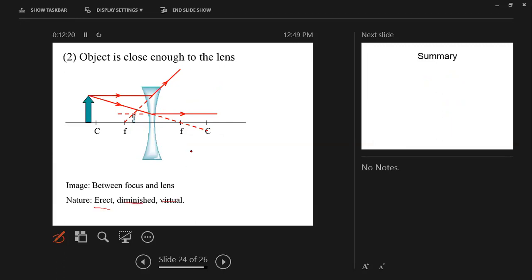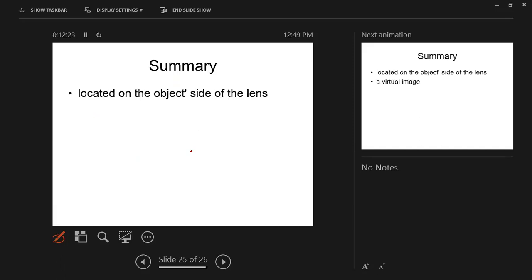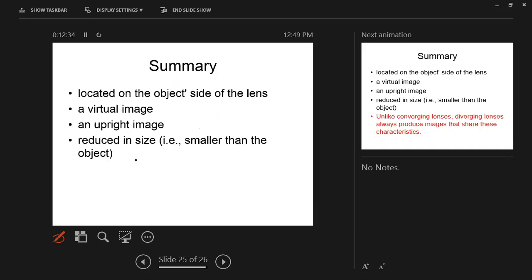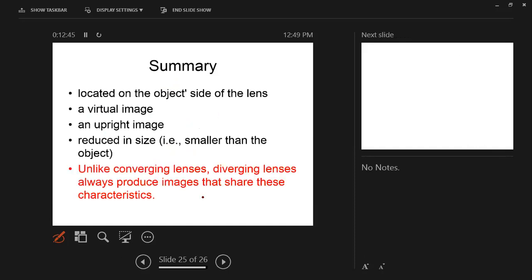So to summarize the diverging lenses, whenever the object is located on the object side of the lens, we are going to have a virtual image always. We are going to have an upright image, means erect, and we are going to have a reduced in size, like diminished image. Always. These are always going to happen. Don't forget that. Unlike converging lenses, diverging lenses always produce images that share this characteristic. Don't forget them. These three characteristics: virtual, upright, reduced in size. These three characteristics are always going to be for diverging lenses.